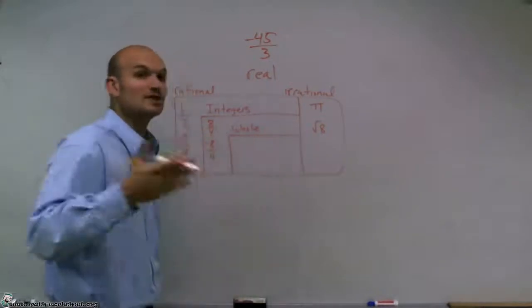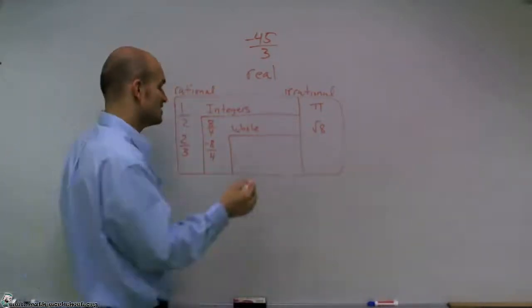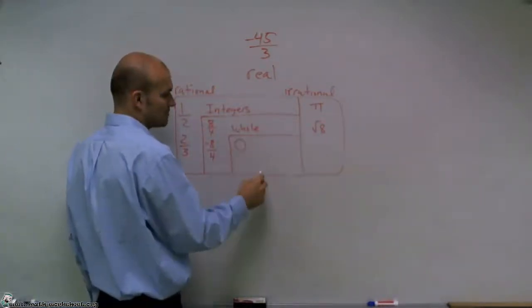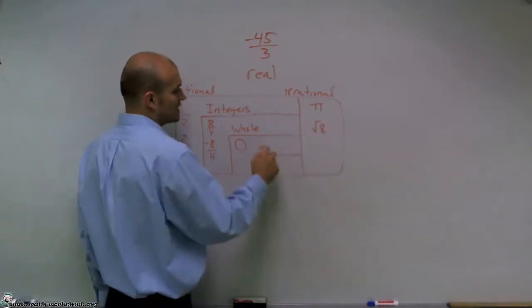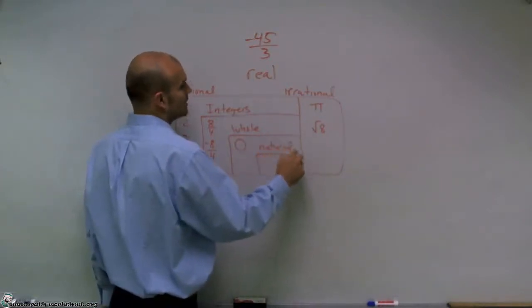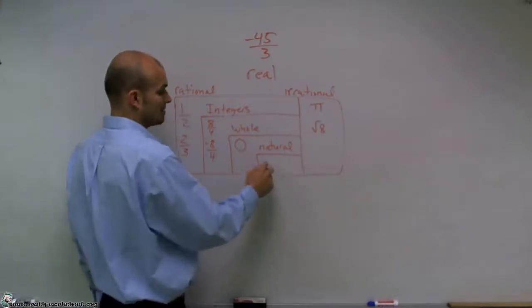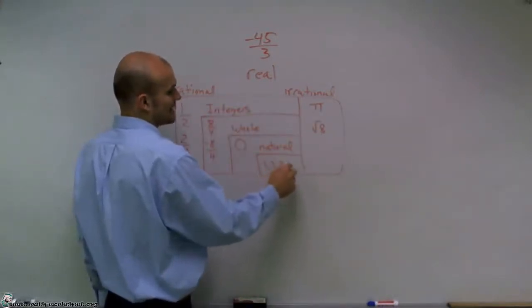are your 1, 2, 3, 4, 5, and 6, and all those numbers, but also include the number 0. Our natural numbers are not going to include 0, nor negative numbers, but just your counting numbers.